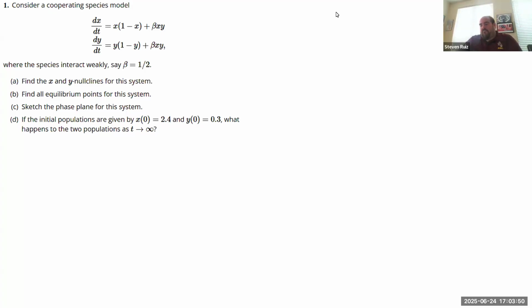All right, let's take a look at the questions from section 2.2. So now we're looking at the geometry of systems of first order equations. So we have a cooperating species model. You could look at this as maybe two prey species or two predator species. Basically, any two species that compete over the same resources in the same environment, and there's some kind of weak interaction between them.